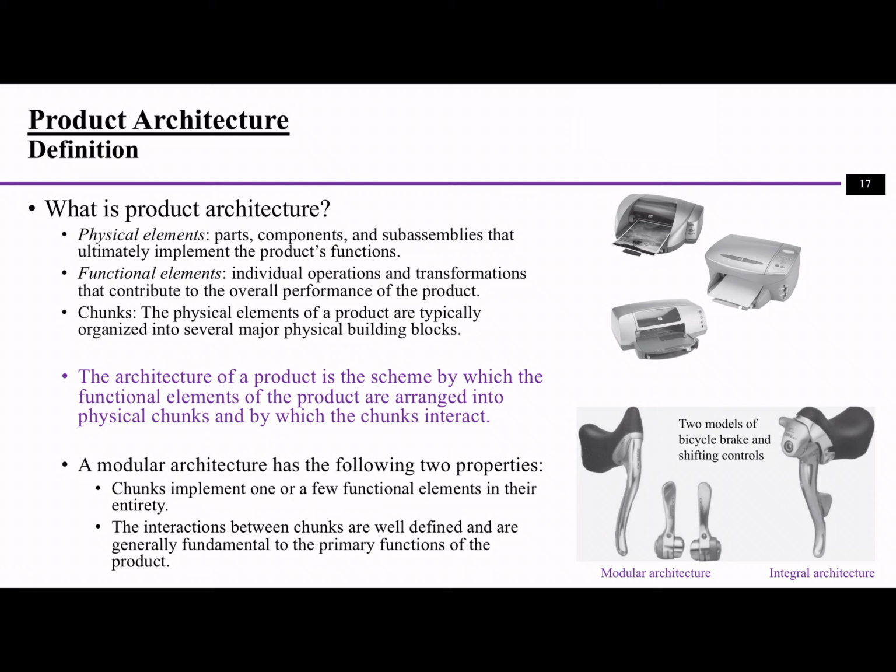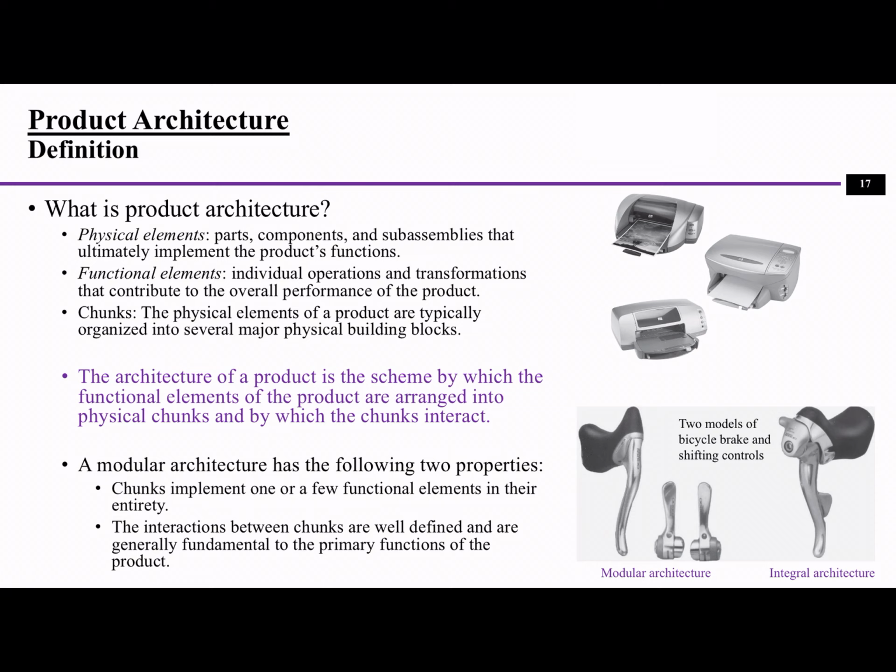And the product architecture is a scheme by which the functional elements of the product are arranged into physical chunks and by which the chunks interact, right? So basically the functional elements are organized or arranged in the physical chunks. So this is a product architecture, right? How the functions are embedded into the physical components. So basically this is the product architecture.